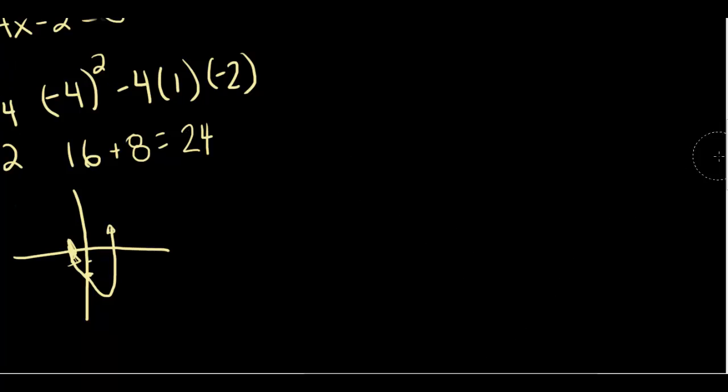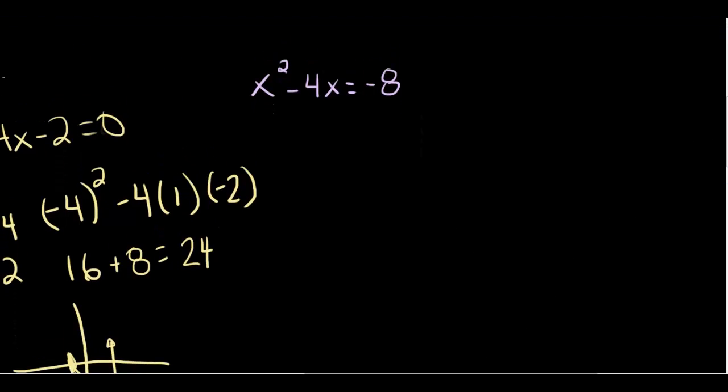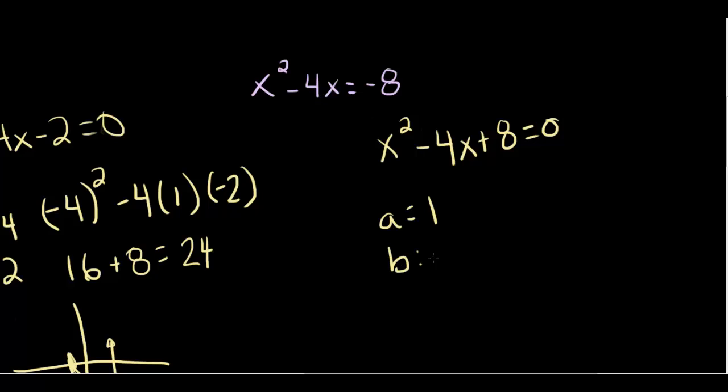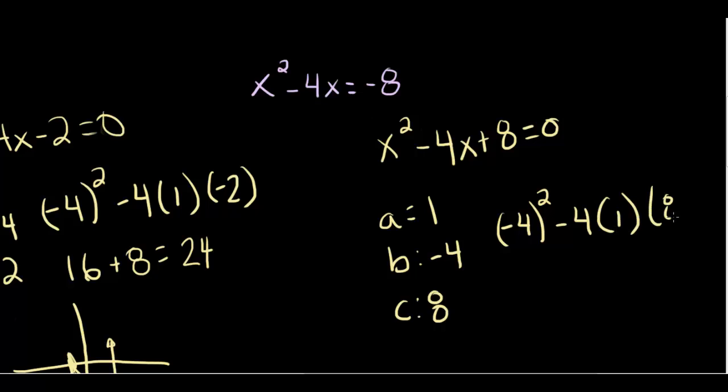Okay, so we have x squared minus 4x equals negative 8. We're going to do the same, write it in standard form. So I'm going to add 8 to both sides, and that's going to give me x squared minus 4x plus 8 equals 0. So then the value of a is 1, the value of b is negative 4, and the value of c is positive 8. So the discriminant is going to be b squared, so negative 4 squared minus 4 times a, which is 1, times c, which is 8.